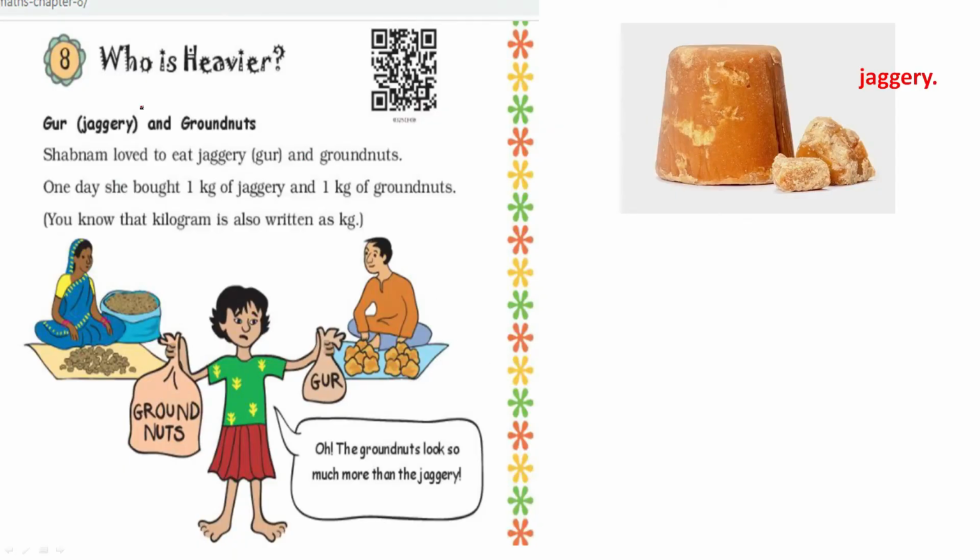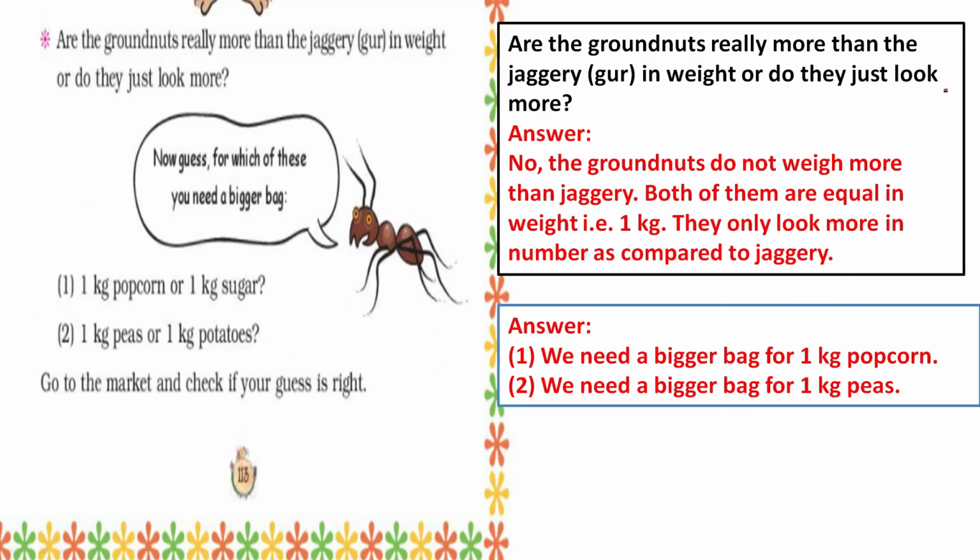Who is heavier? From the textbook you can see the sums. Sapnam loved to eat jaggery and groundnuts. One day she bought 1 kilogram of jaggery and 1 kilogram of groundnuts. You know that kilogram is also written as kg in short form. Here you can find the picture of groundnuts and jaggery. Are the groundnuts really more than the jaggery in weight? Do they just look more?